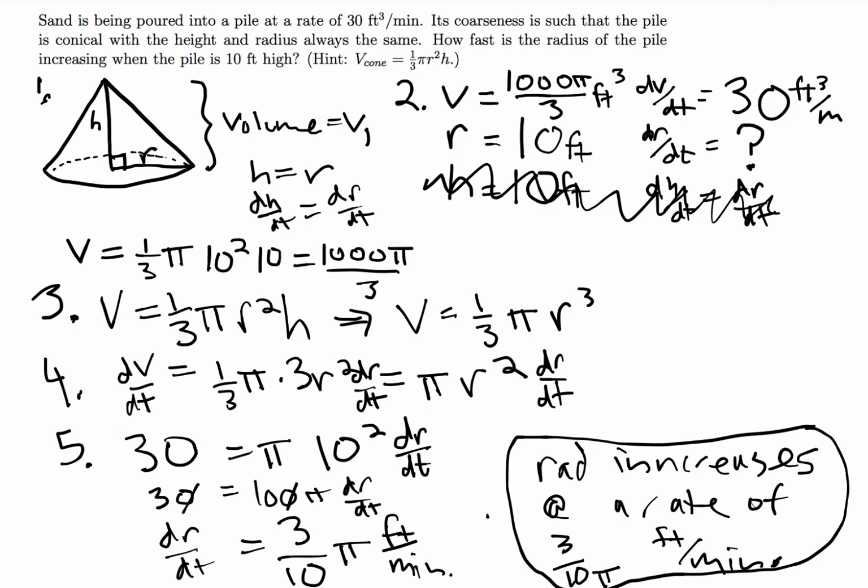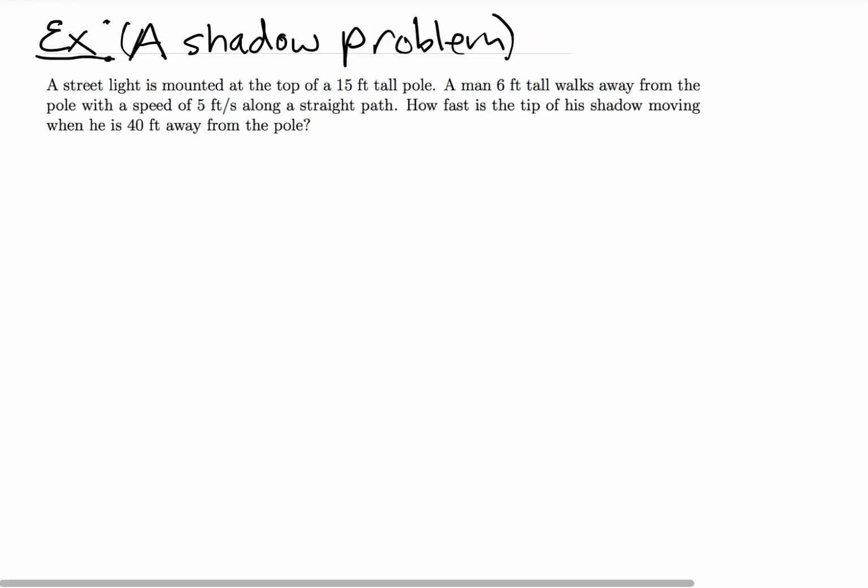Okay. Let's see if maybe we can move on to the next example. This one is not one you guys have seen thus far. In this example, I have a street light mounted at the top of a 15-foot pole. You've got a guy walking away from the pole at a given speed, and we're asking how fast the tip of his shadow is moving when he's 40 feet away.